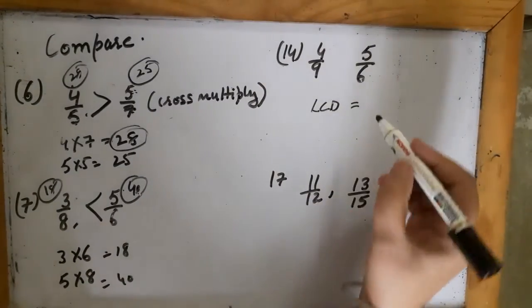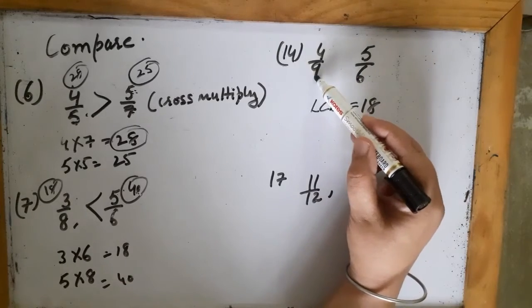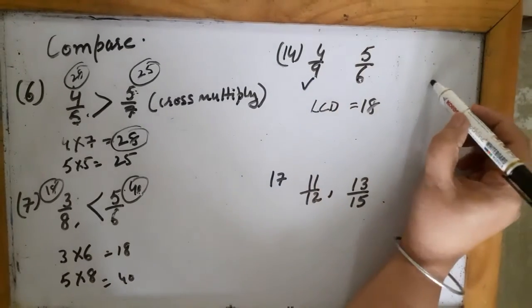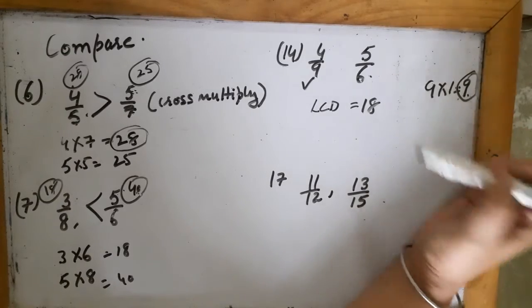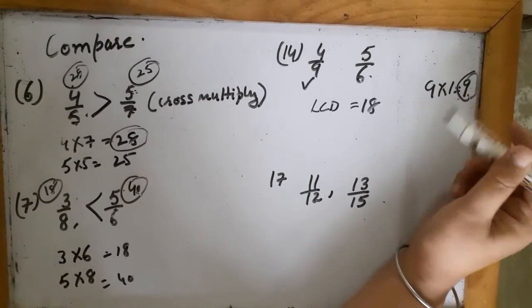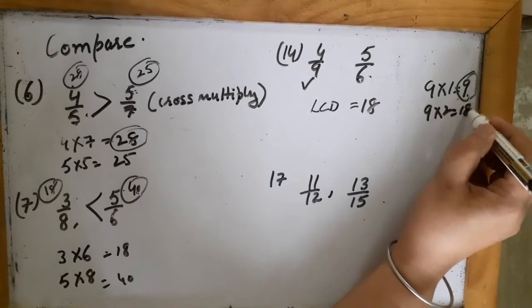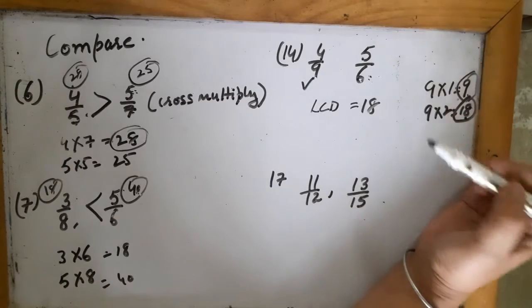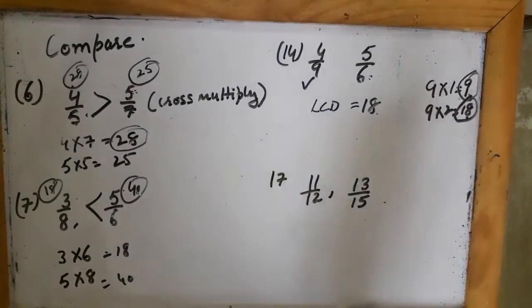So this is one method. And how can you guess also? Like I told you, take the bigger denominator and start its table. 9 1s are 9. Now do you get 9 on the table of 6? No, so it cannot be my LCM. So now 9 2s are 18. So 18, do you get 18 on the table of 6? Yes, so it means my LCM will be 18.